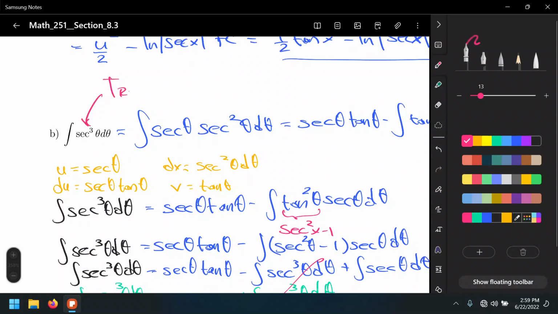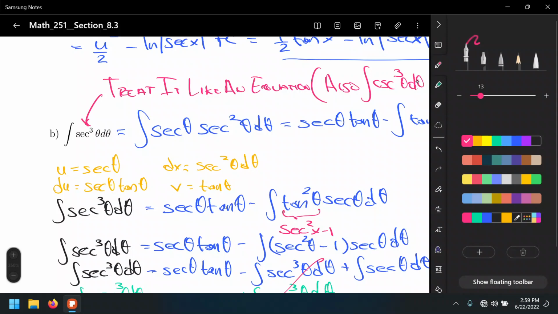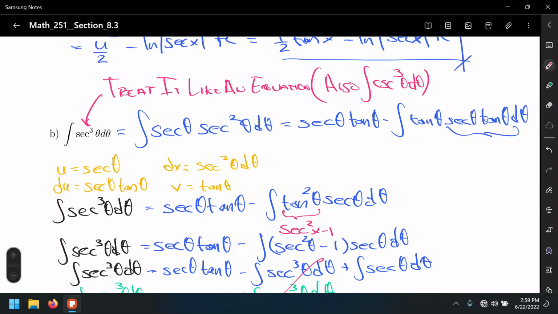So, yes. Note, if you want to write this as a note, why not? Treat it like an equation. Also, the integral of cosecant will be the same for the cosecant as well. I mean, because they're co-functions, and they will be behaving in a very similar way.